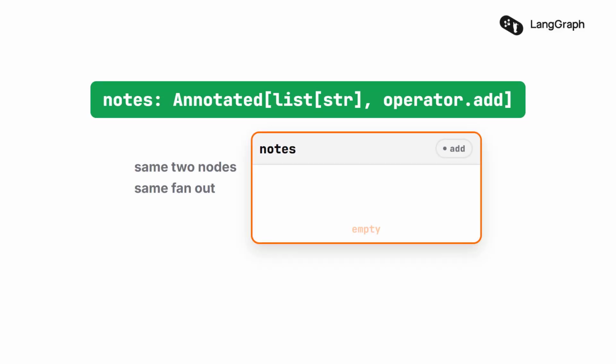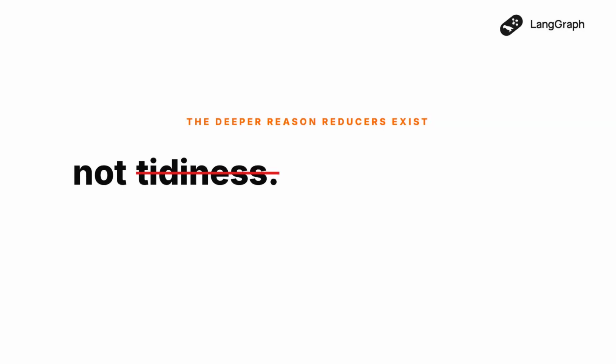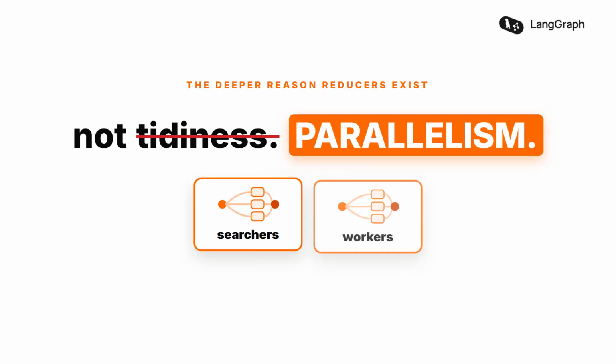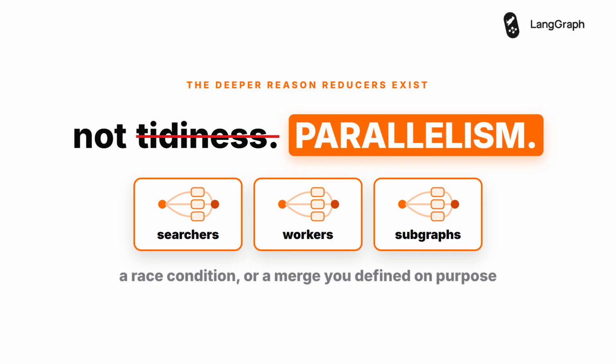Now put the annotation back. Same 2 nodes, same fan out, same start, and it runs with both notes present. That is the deeper reason reducers exist, not tidiness. Parallelism. Anytime you fan out to searchers or workers or subgraphs reporting into a shared key, your reducer is the thing that turns a race condition into a merge you defined on purpose.